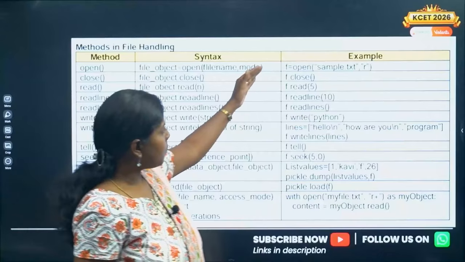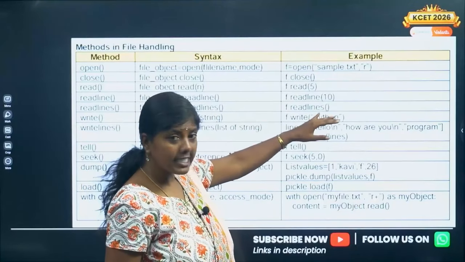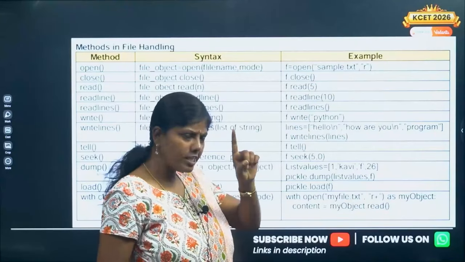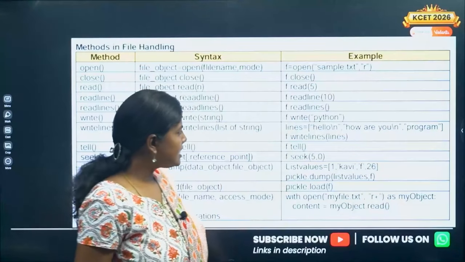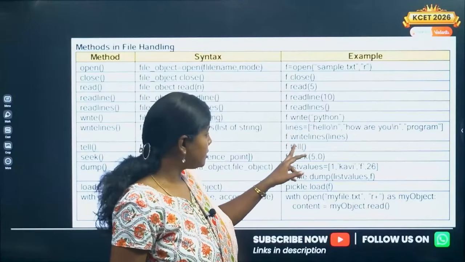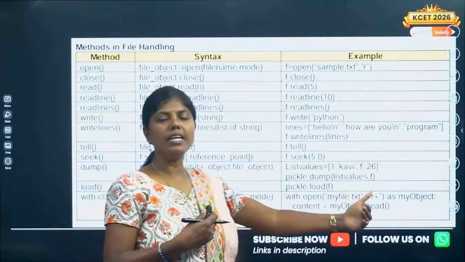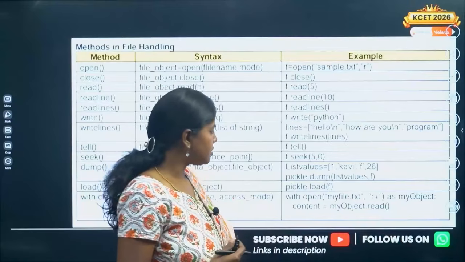The corresponding examples are here: close, readlines function, where all the lines will be read here, and f.write, which writes one string, or multiple strings using iterable objects like a list. The tell function returns an integer here, 5 or 0. From the beginning, 5 bytes it will be moved. That is what the seek function does.